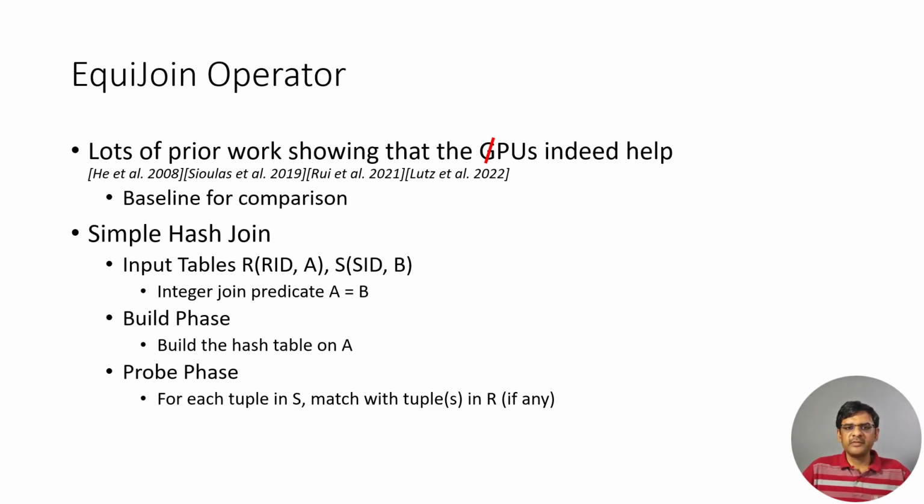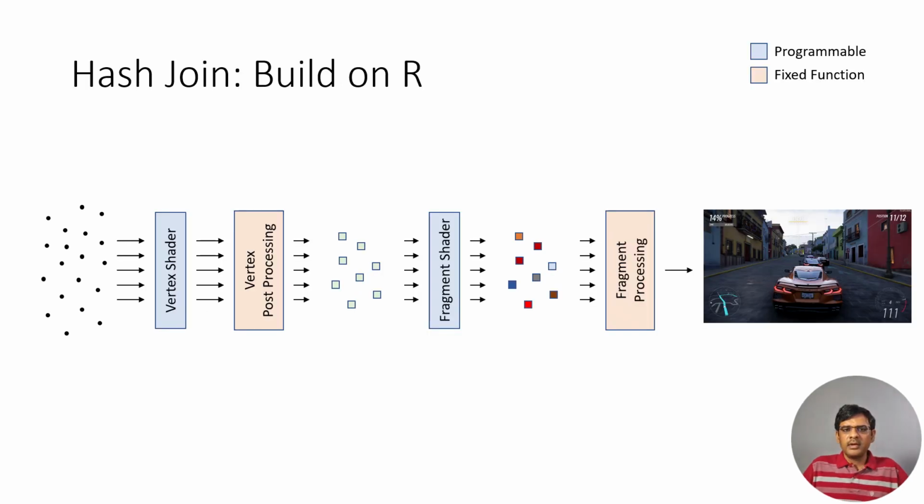There has been lots of prior work showing that GPUs help speed up the join operation. In this work, we specifically focus on the hash join operation, which takes as input integer columns of two tables R and S, builds a hash table on the join attribute of R, and probes tuples in S against the hash table built on R. Let's now look at how the build phase can be composed using the graphics pipeline.